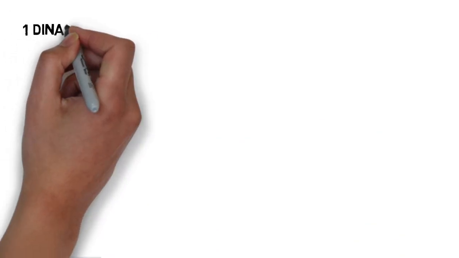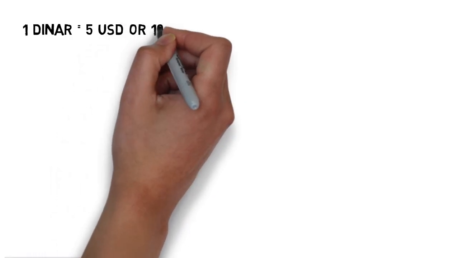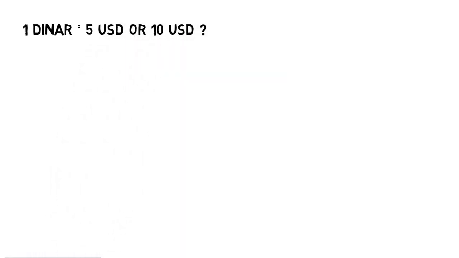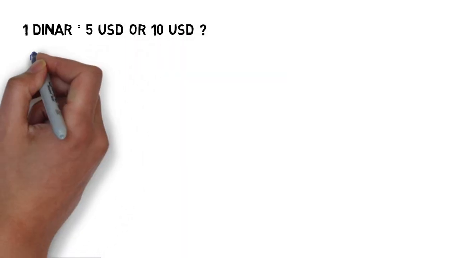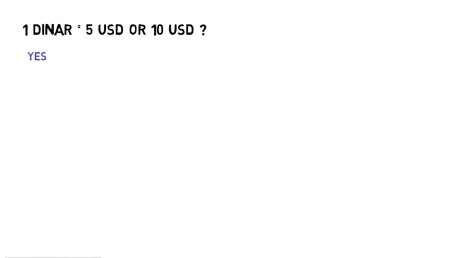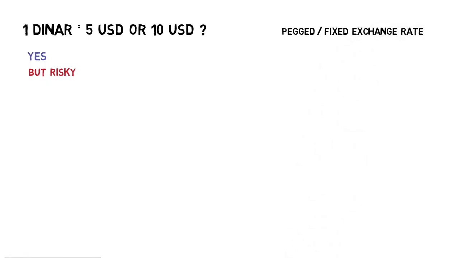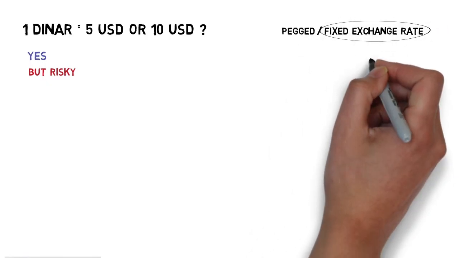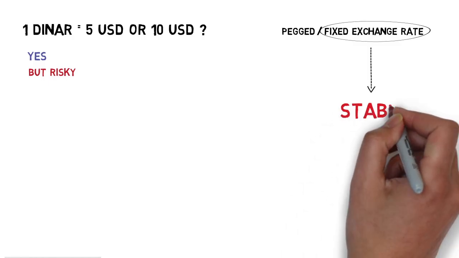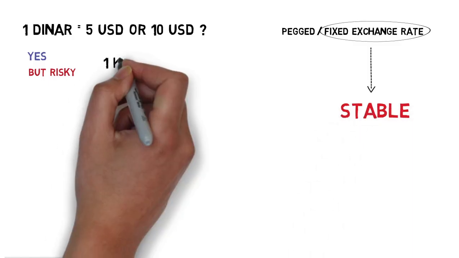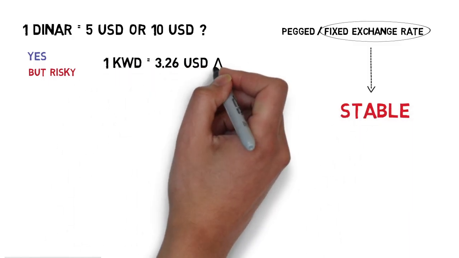Now let's talk about whether Kuwait can set the price of one dinar to $5 or even $10. Technically, yes, it can do that. But it would be extremely risky for Kuwait. That's because Kuwait follows a pegged or fixed exchange rate system, as I mentioned earlier. And in a fixed exchange rate system, the rule is that you must keep the exchange rate stable. For example, today the price of one Kuwaiti dinar is $3.26.